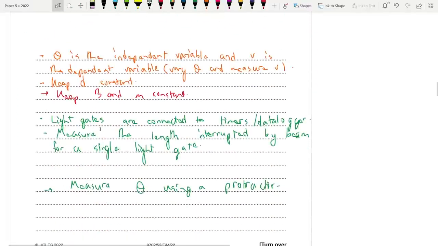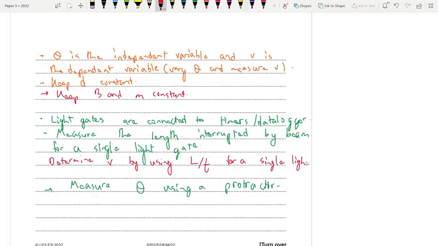We get 4 marks from here, but I want to write about some additional details over here. Clearly we did not give enough info about calculating velocity. So how are we going to do that? Mainly we can write this: determine v, the velocity at x, basically by using L divided by T for a single light gate.